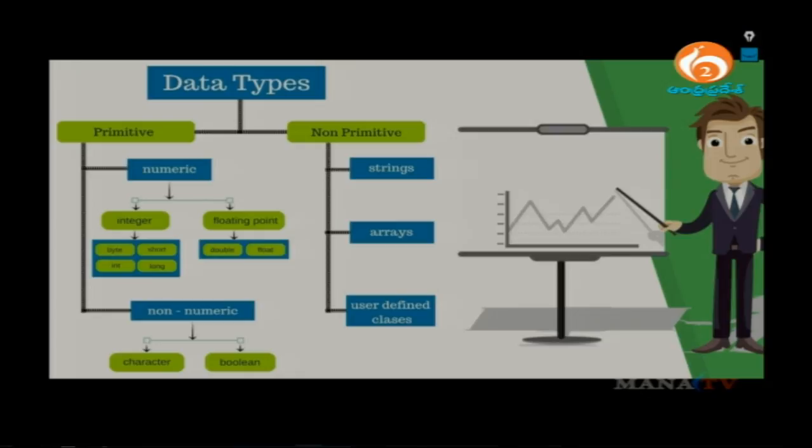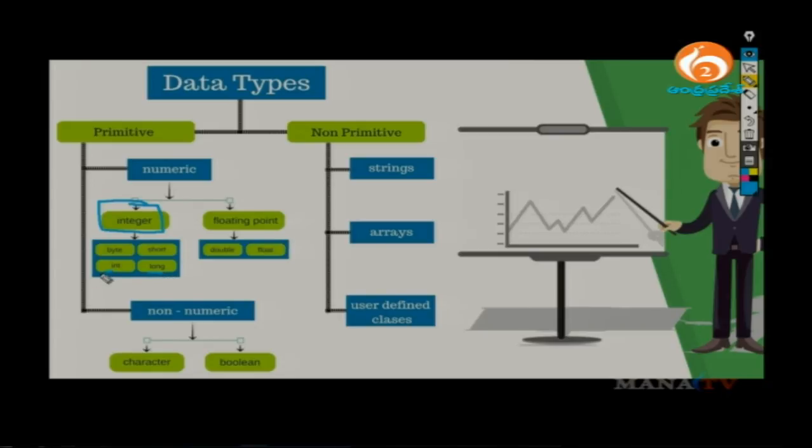Okay. And non-numeric comes with character as well as boolean, whereas non-primitive data types come with strings, arrays as well as user defined classes. All this comes under this. Okay, if you observe carefully, I'll show you how you use this. If I'm talking about integer, how many bytes? Byte is only 1 byte, short is 2 bytes, integer 4 bytes, long 8 bytes.